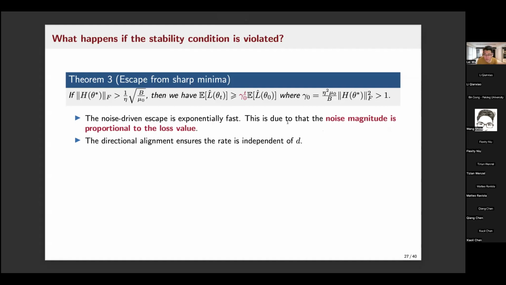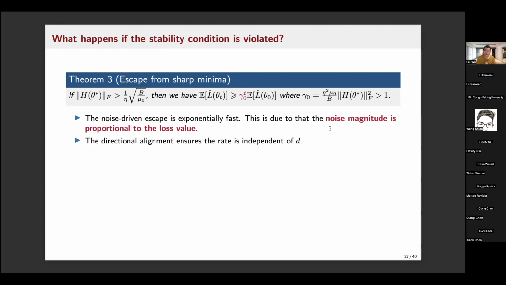And then this exponentially escaping, this means that the noise-driven escape is actually exponentially fast. This explains our previous observation that the escaping is happening in just a few iterations. Intuitively, this is because of the structure of our noise covariance.